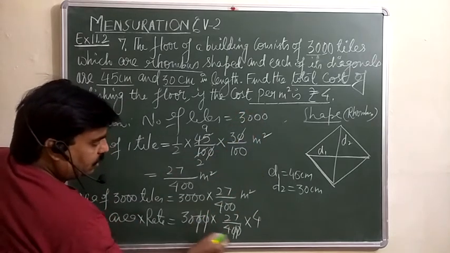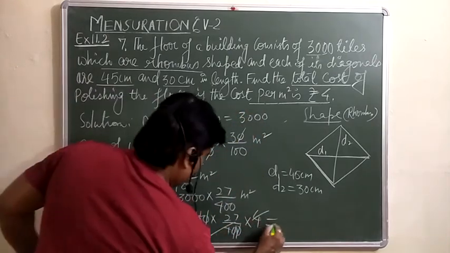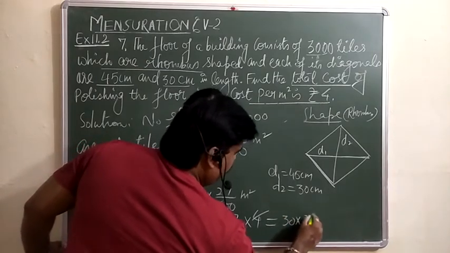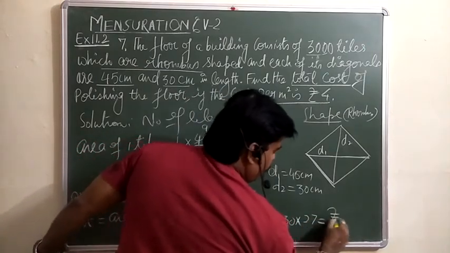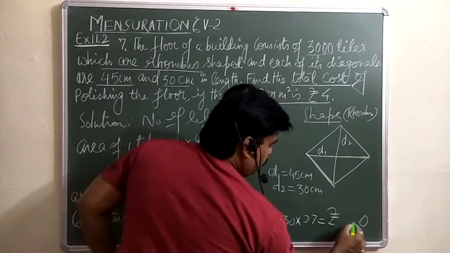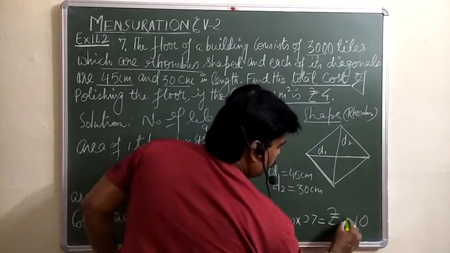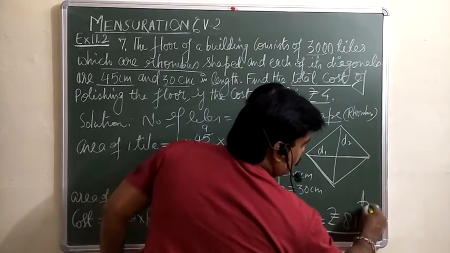00 cancel. 4 and 4 out. That is your 30 into 27. So this will be your amount: 810 rupees. And this is our answer.